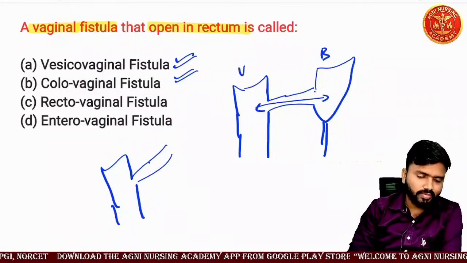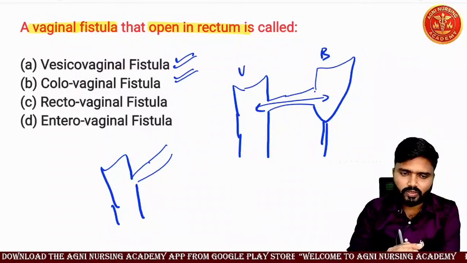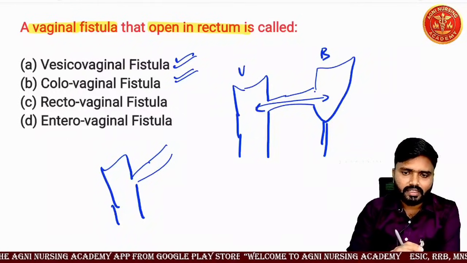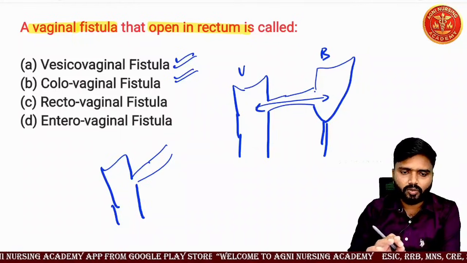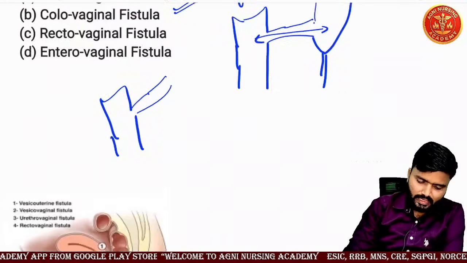Recto-vaginal means an abnormal connection between the vagina and the rectum, we'll call it the recto-vaginal fistula. Enterovaginal means an abnormal connection between the enteric cavity and the vagina, we'll call it the enterovaginal fistula. So these are all abnormalities we are able to see in the anomaly of the fetus.